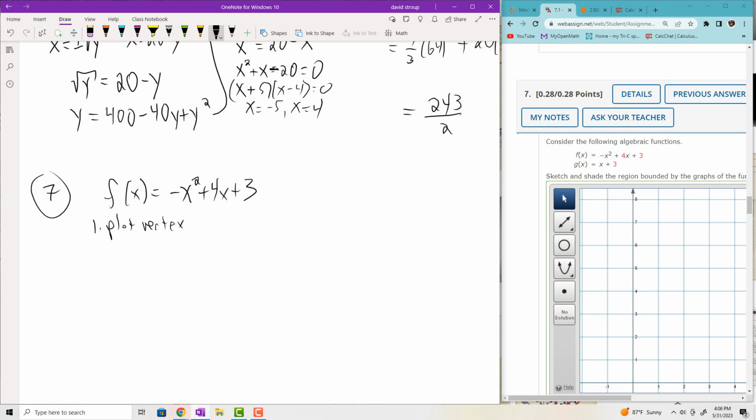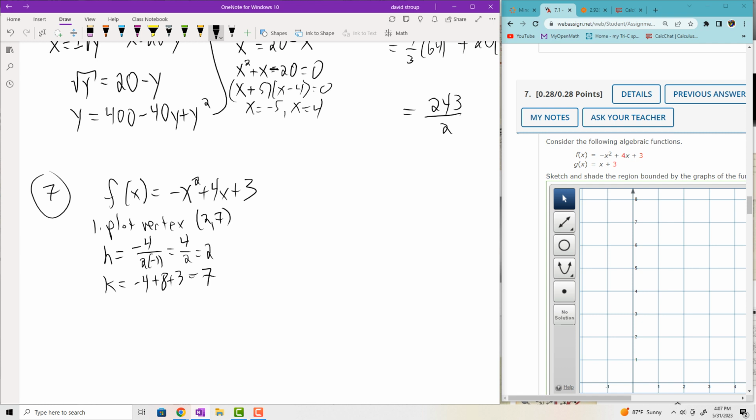Okay, but for the vertex, the formula is always, the x-coordinate is negative b over 2a. So negative 4 all over 2 times negative 1. So that's 4 over 2, which is 2. And then you sub it back in. So negative 4 plus 8 plus 3 equals 7, I believe. So you know your vertex is going to be 2, 7.